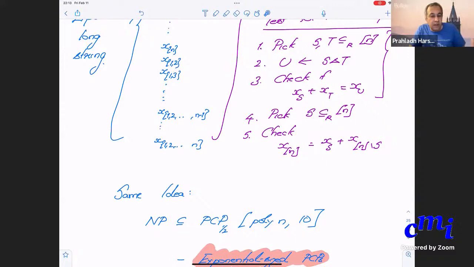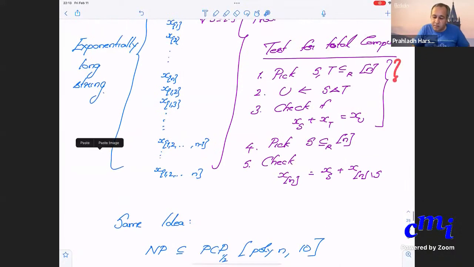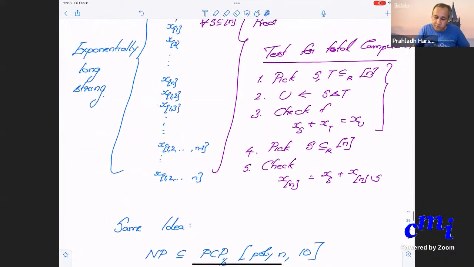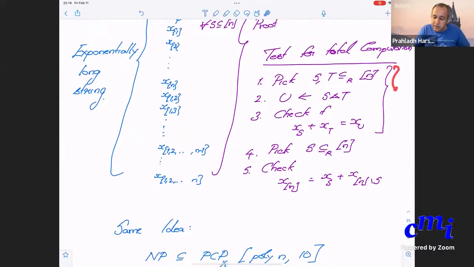It will not verify the entire thing. It will verify that the whole string is close to being a Hadamard encoding. Certainly, you can't expect that I look at only 3 bits of a proof and be guaranteed. But once it's close to being one, what will happen is this test, as Amik asked, is of 2 types.